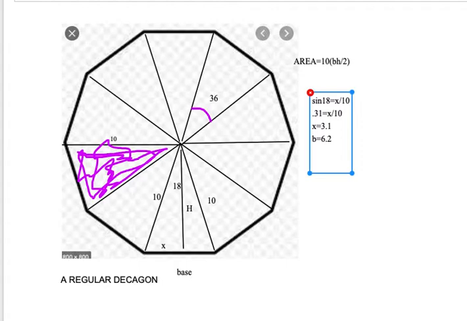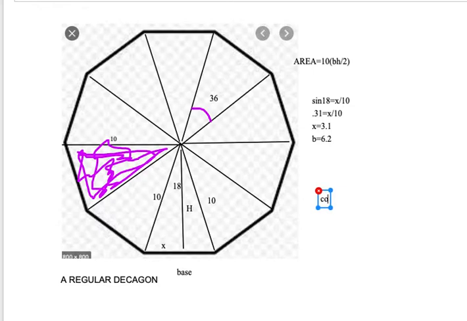So I have found my base. My base is 6.2, but I do need to go back and find the height. So I don't have the height. I have a choice. I can use, here's my angle, it's 18. The height would be the side adjacent, and 10 is the hypotenuse. So adjacent over hypotenuse. What is that? Oh, that's right. That's going to be cosine. So I'm going to use cosine.